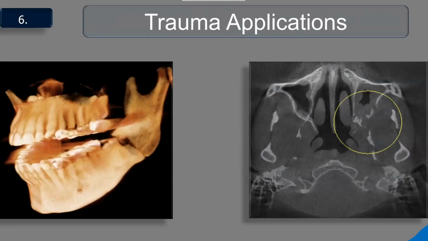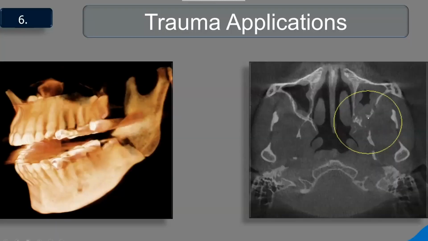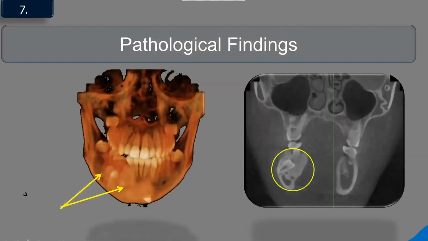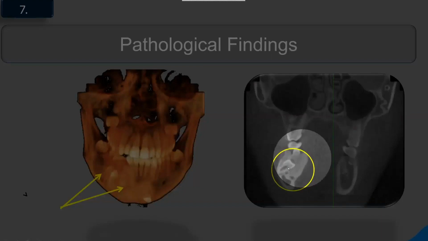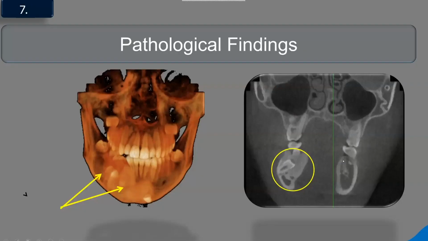Great for trauma applications. Obviously, we don't have all that superimposition, so we can easily see fracture lines. Great for pathological findings. And again, even if you didn't know what this entity was right here, you could compare it to the other side. You could use symmetry and say, hey, this looks a little bit wider, more expansion when I compare it to that side. We can see there's a different density. And we can go ahead and choose to send that on, even if we don't remember from our dental school days that that is fibrous dysplasia.